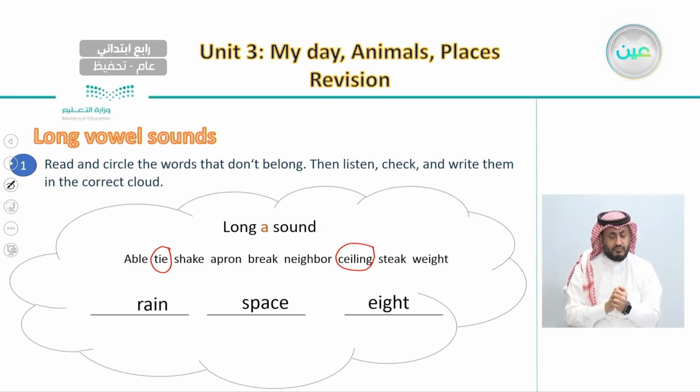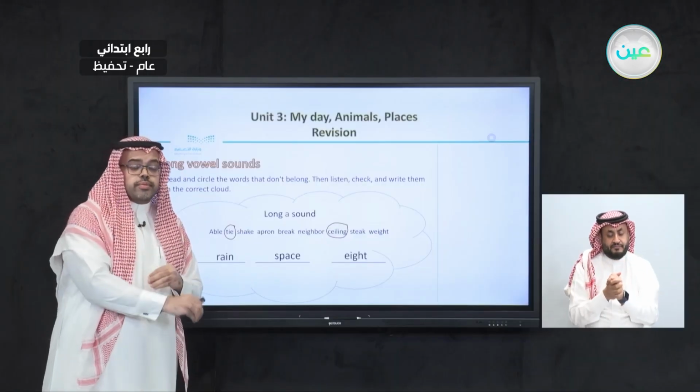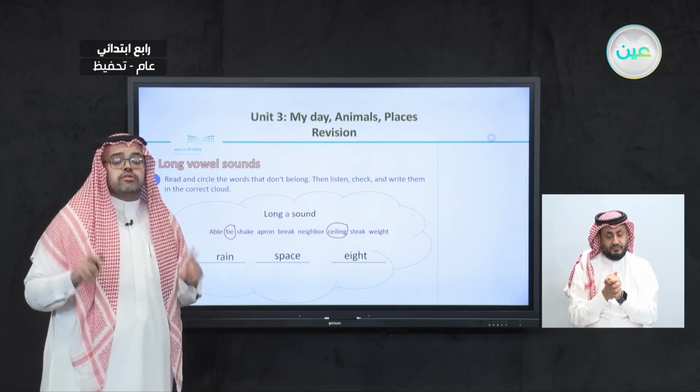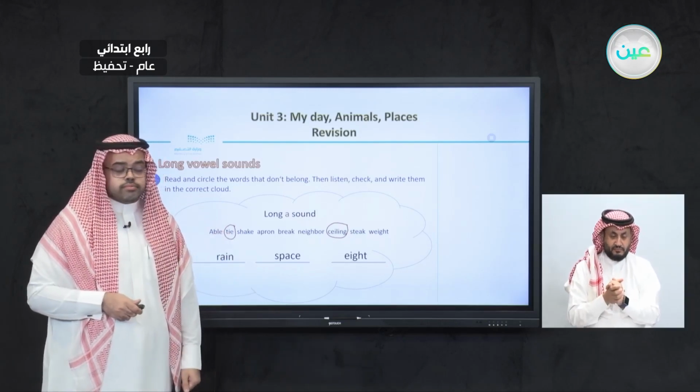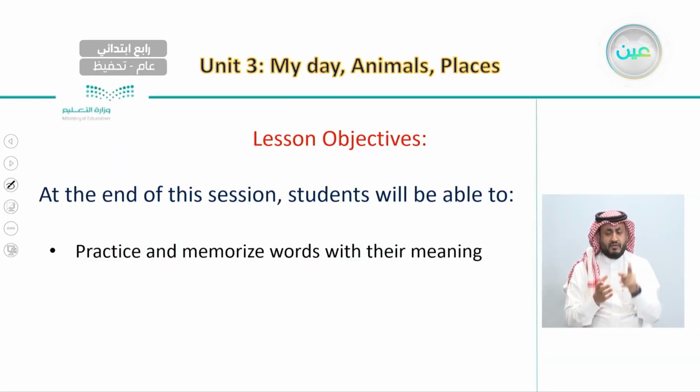This is how we answered this interesting exercise where we have five different clouds with five different sounds. We take the sounds and put them in the right cloud, and also we circle the sounds that do not belong. So let's get to know our objectives in today's lesson. We're going to practice words from the picture dictionary in our book, and remind ourselves where we can find each of these words and how to practice them.